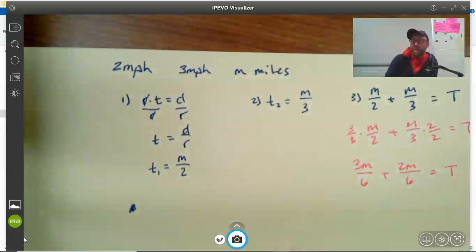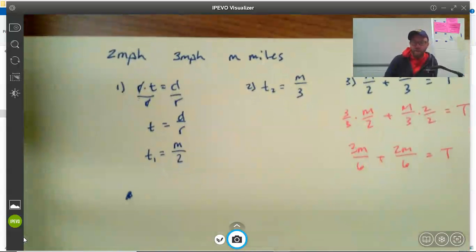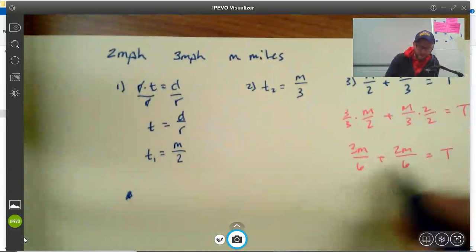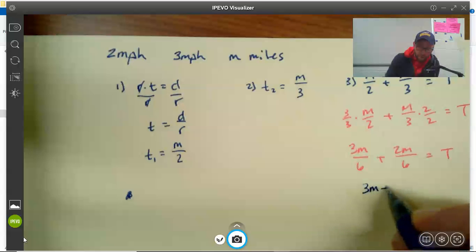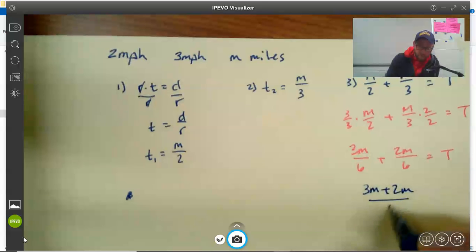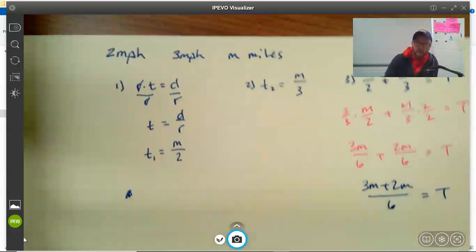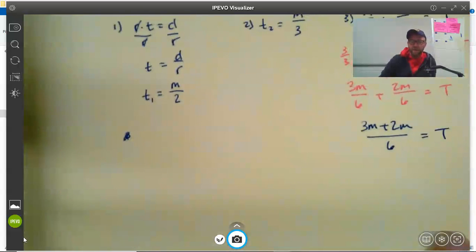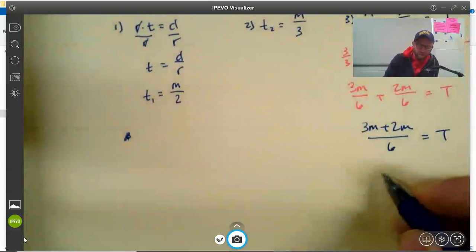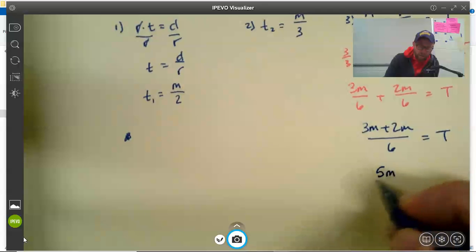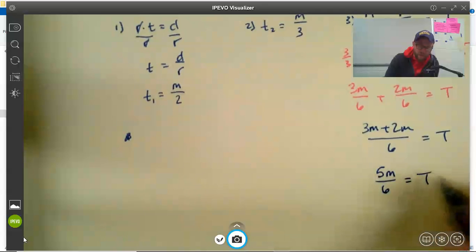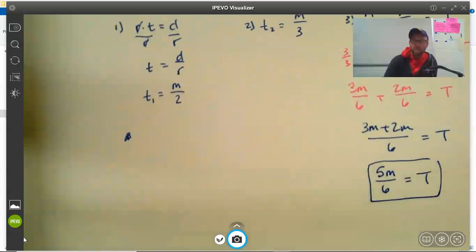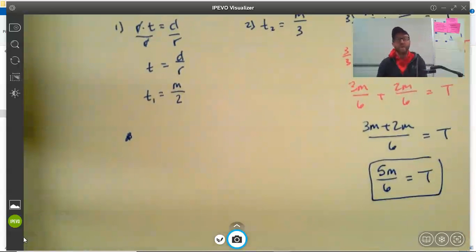And now we can add the two fractions together because we have a common denominator of 6, so 3m plus 2m over 6 equals T. And I can simplify that. This 3m plus 2m is 5m over 6 equals T. And that's the amount of time he spends for the whole trip, going there and coming back.